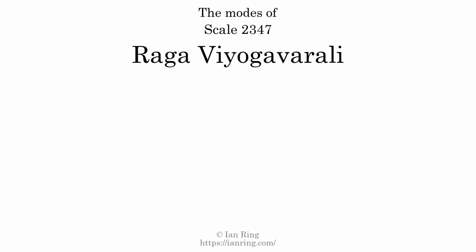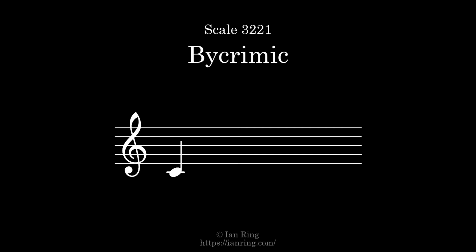This scale has 6 modes. The first mode is itself. The second mode is scale 3221, also known as bichromic. It sounds like this.